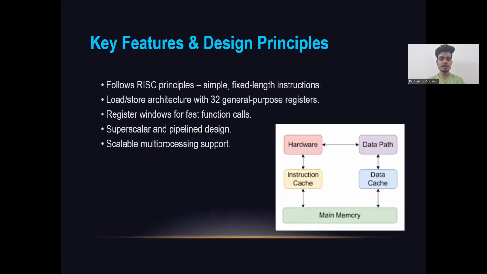Now, the key features and design principles. As I told earlier, it follows the RISC principle, which means simple fixed-length instructions. It has a load-store architecture with 32 general-purpose registers. It uses register windows for fast function calls. The processor is also pipelined, which allows overlapping stages of different instructions, similar to an assembly line, where multiple instructions are in progress simultaneously. Finally, it supports multiprocessing, so multiple UltraSPARC CPUs can work together in the same system, improving performance in server environments.